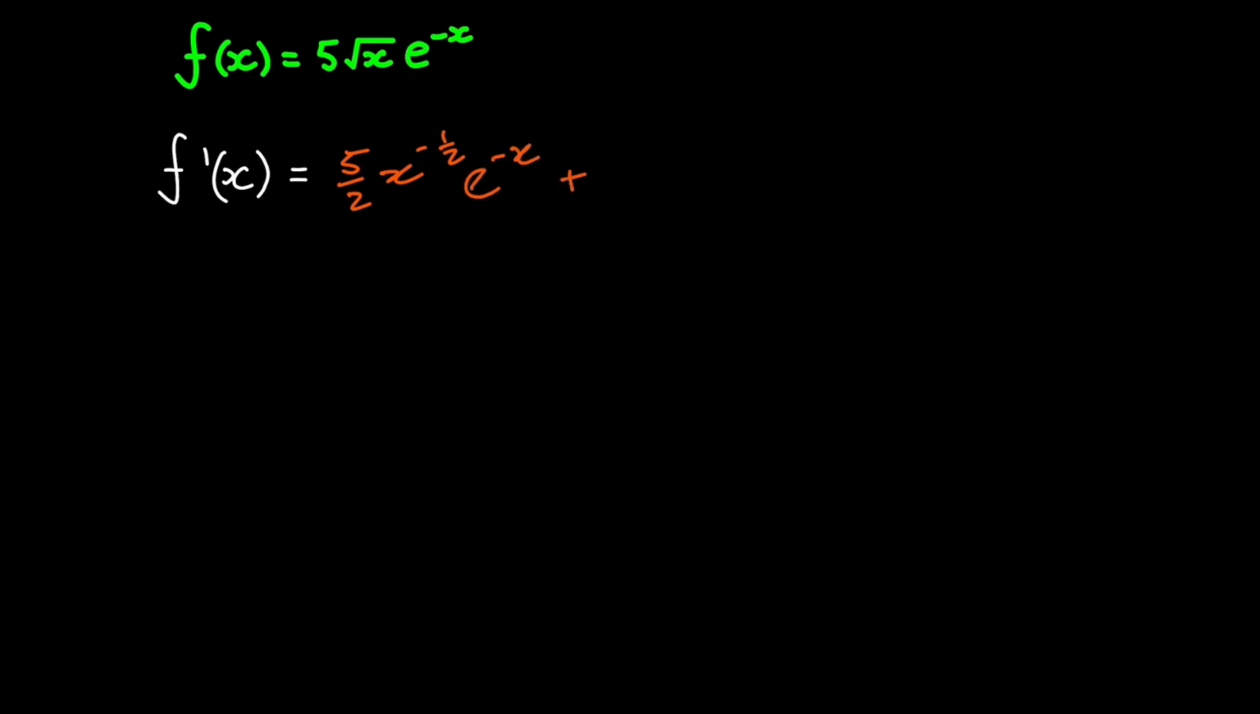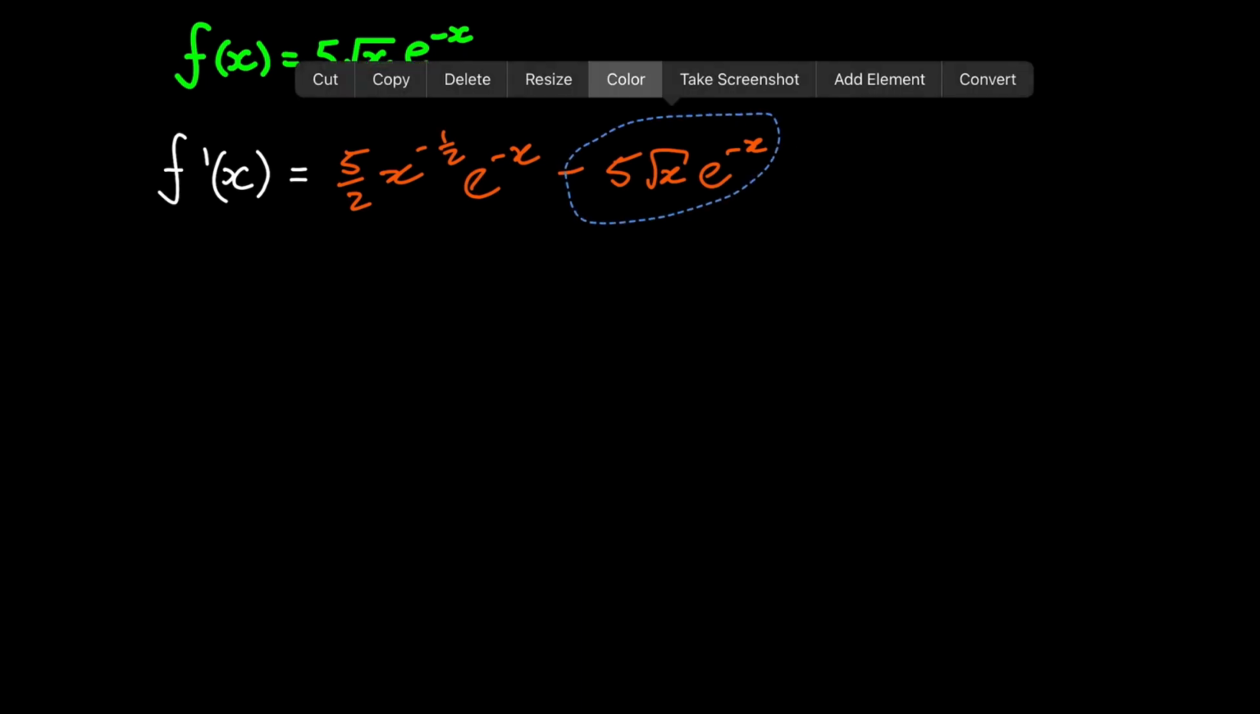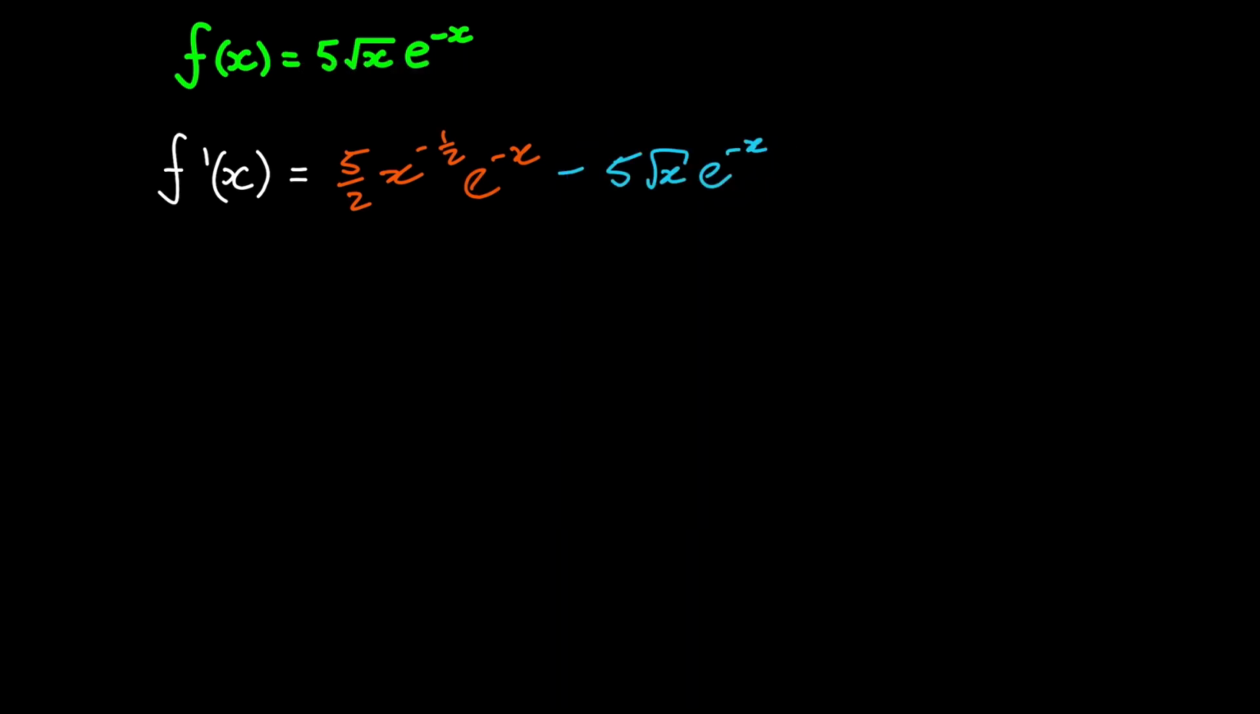Now, we leave 5 times the square root of x, and we derive e to the negative x. So the derivative of e to the negative x is negative e to the negative x. So that makes this positive a negative. And let's put this color as blue. Okay, and you'll see why.